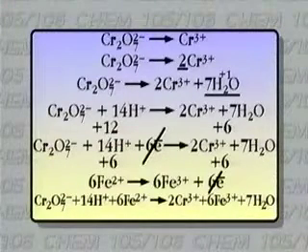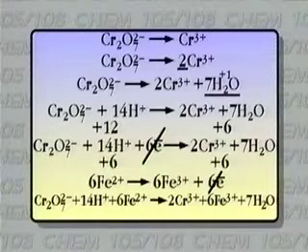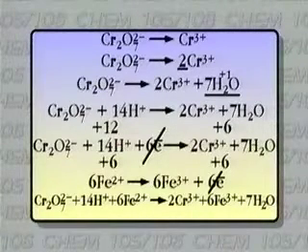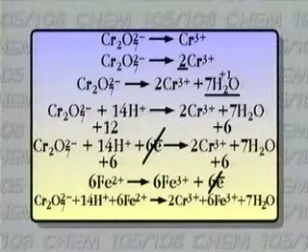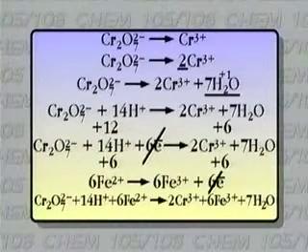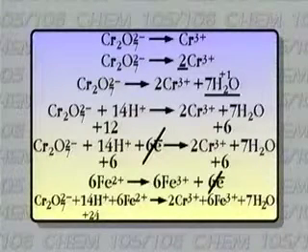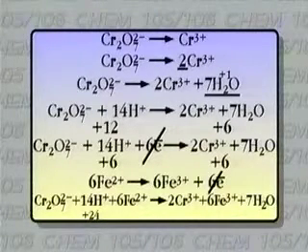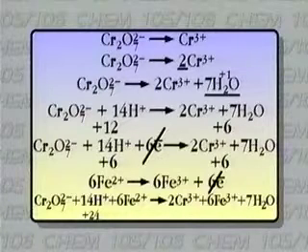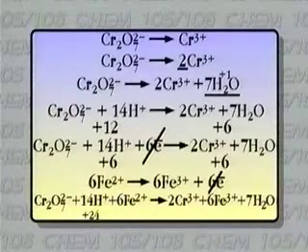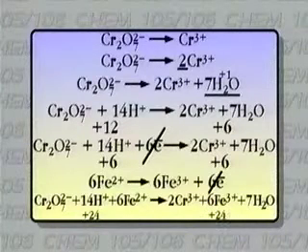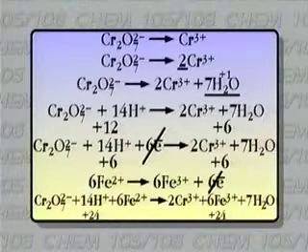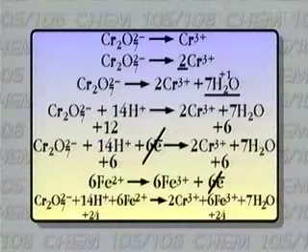Total charge on this side is a plus 14 and a plus 12, so that would be a total charge of positive 26 minus the 2, so we have a plus 24 charge on this side. On this side over here we have 2 times plus 3, that would be plus 6. 6 times plus 3, that would be plus 18. Positive 18, positive 6 would give us plus 24. So, in an oxidation reduction equation, not only do the atoms have to balance, but the charge must also balance.